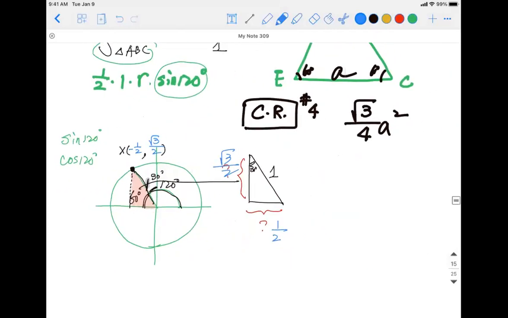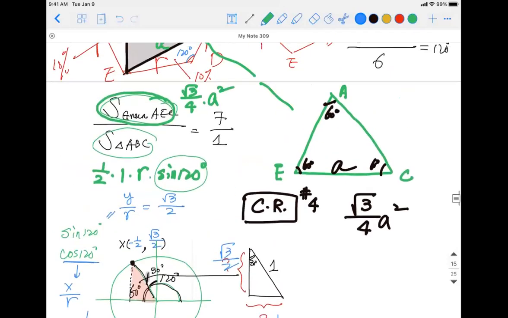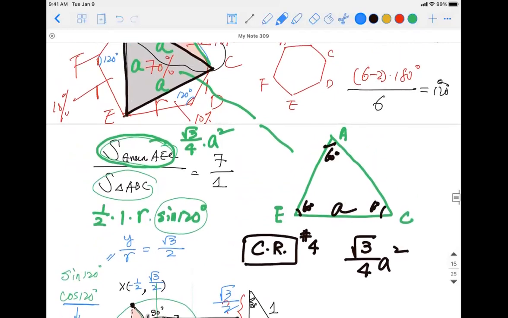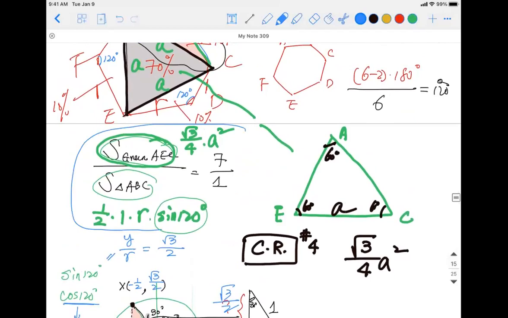With that, you could determine the value for sine 120 degrees. Sine is always y over r, so root 3 over 2. What is cosine for 120 degrees? It's x over r, minus 1 over 2. Very understandable, nothing really tricky. So let's see which one is missing in order to have this equation. Now I have sine 120 degrees, which is root 3 over 2.